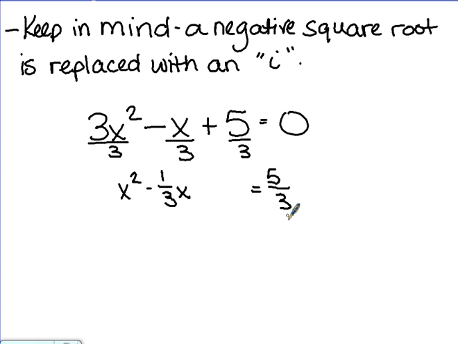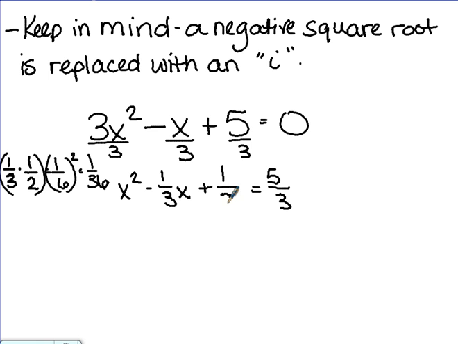Now, in order to actually complete the square, we need to take our middle term, and we need to divide by 2. And then we're going to square that. Once we get our squared term, we're going to add it to both sides of our equation. All right, now we're going to factor.